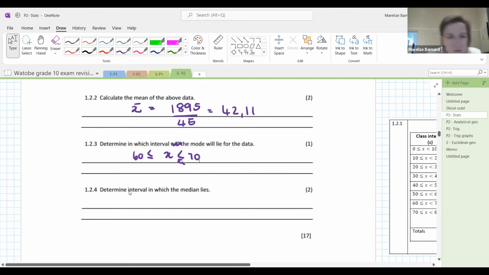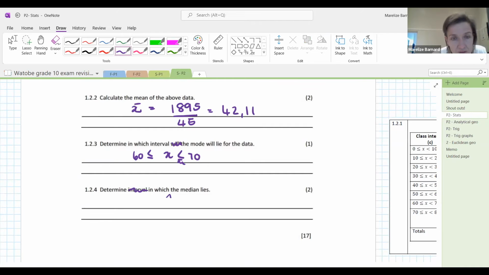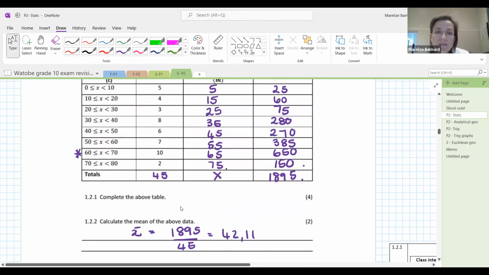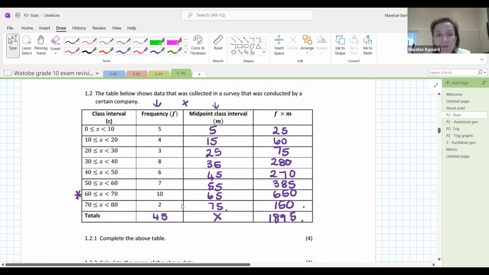Determine in which interval the median lies. So the median is the middle. Now we have to look, if we have 45 data values, where is the middle? So we have to go halfway, right? So it's 5 and 4 is 9, plus 3 is 12. So the half would be like 22, 23.